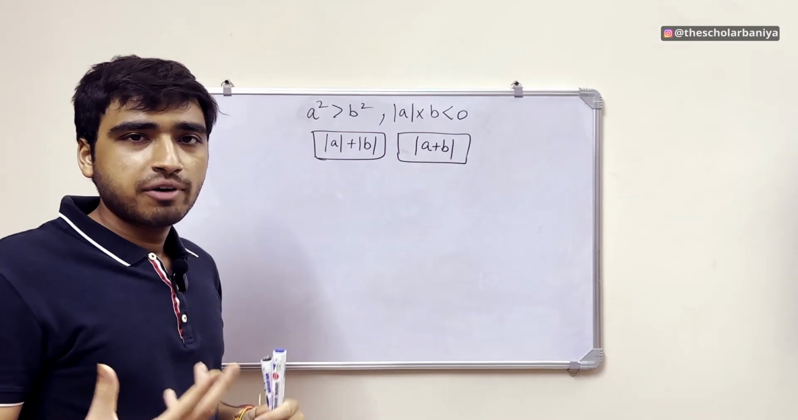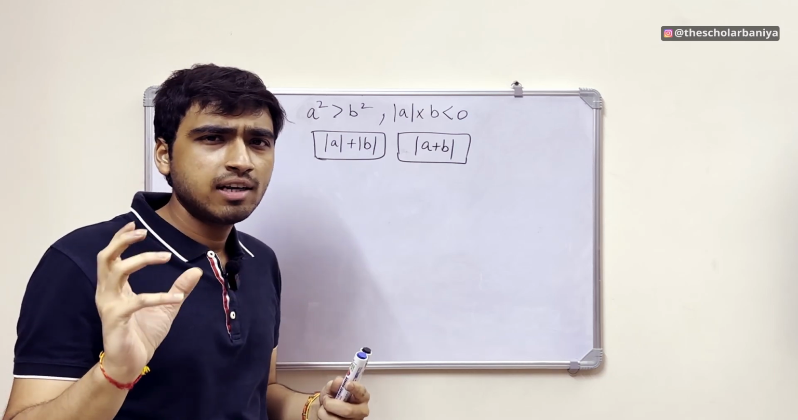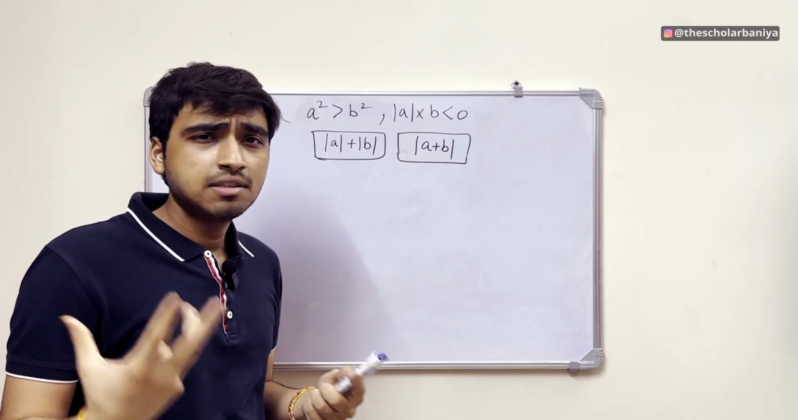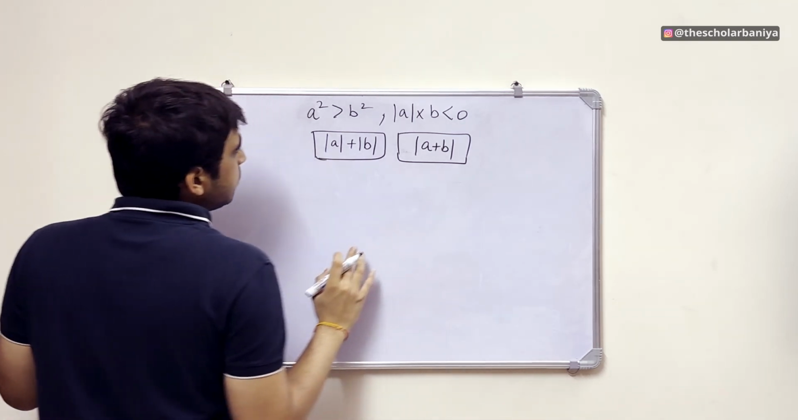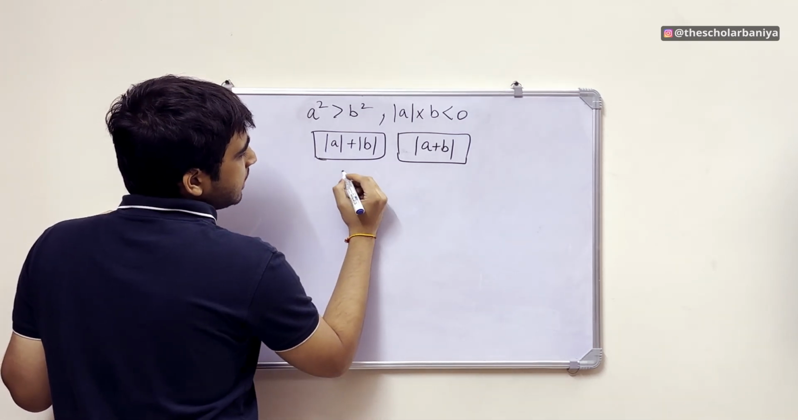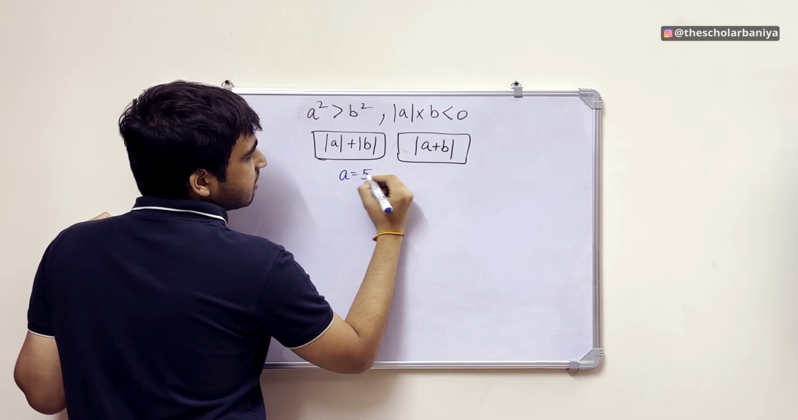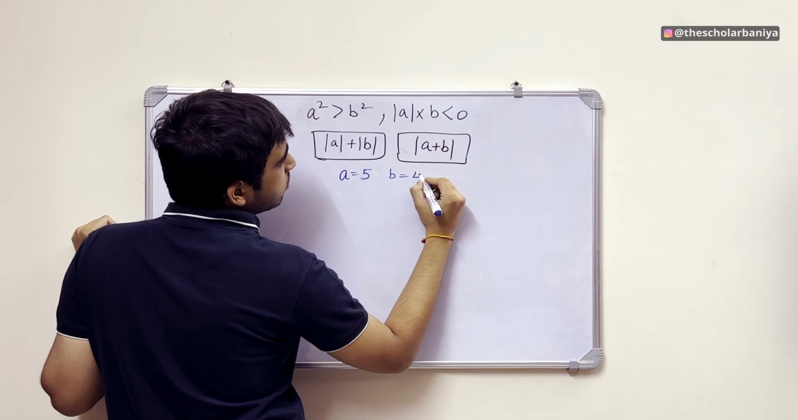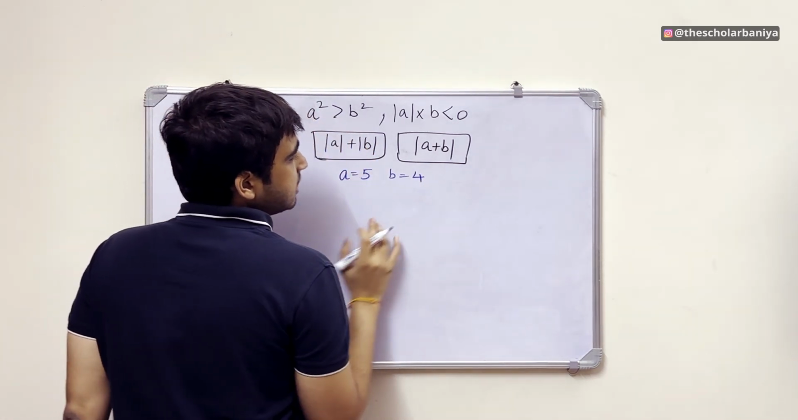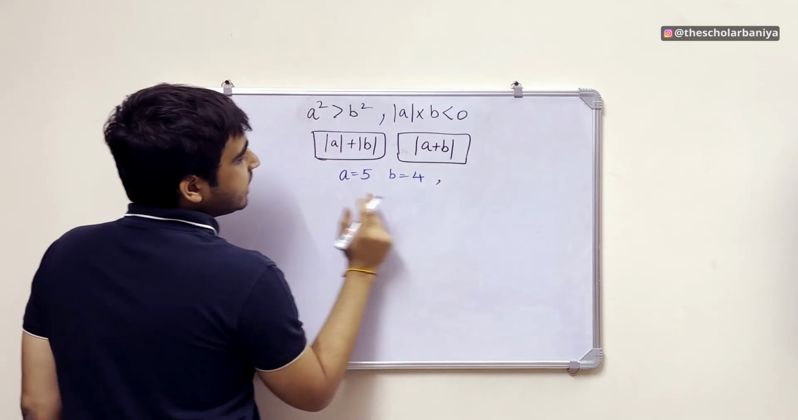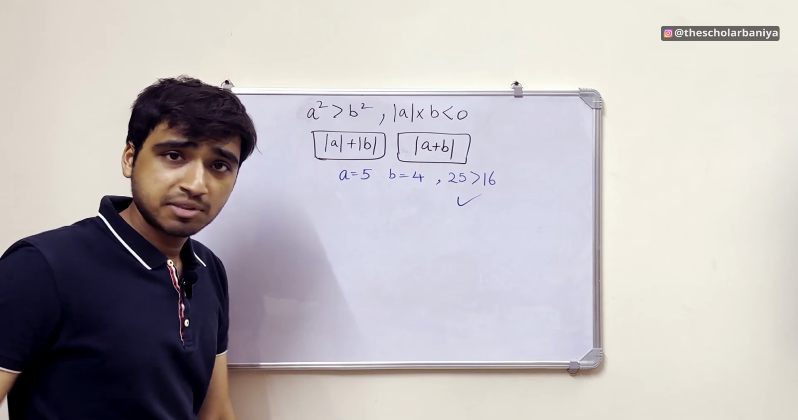So again, in such type of questions, you have to think if you can approach a question by putting in some numerical values, because that kind of makes it easier a lot of times, right? So similarly, for example, let's take a is equal to 5 and b is equal to 4. So a square is greater than b square, meaning 25 is greater than 16, which is absolutely right.